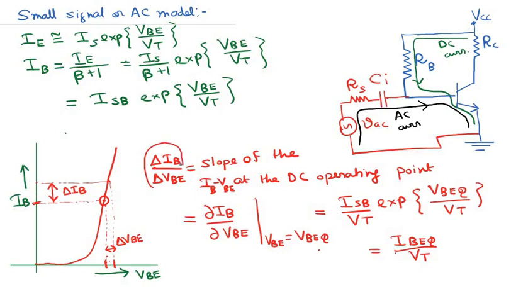So this is known as the small signal or AC conductance, or the small signal base conductance. The small signal base conductance relates the small increase in the base current to the small increase in base to emitter voltage at the DC operating point, or at the Q point.